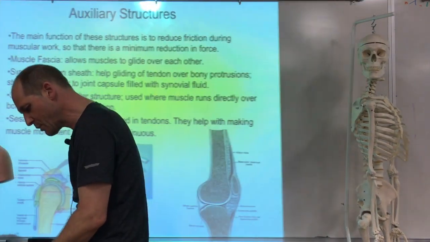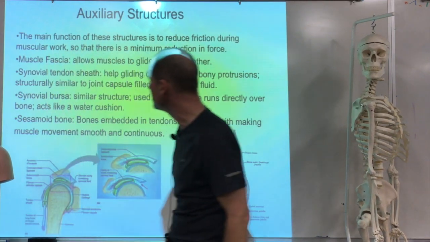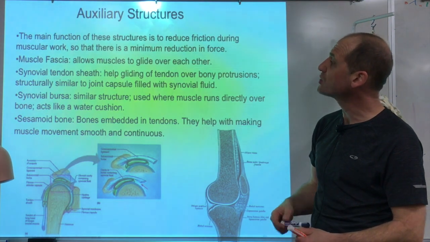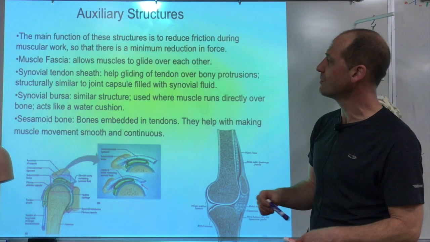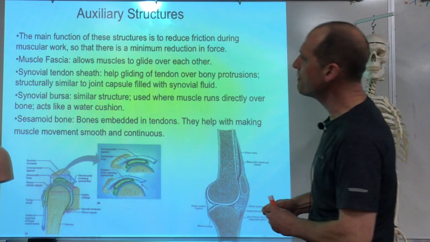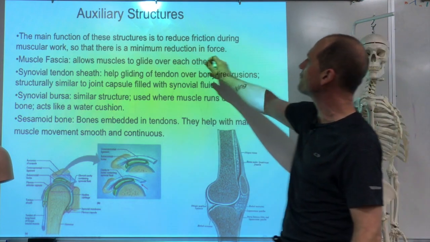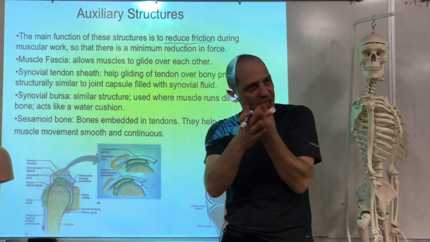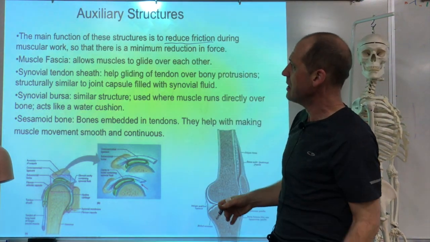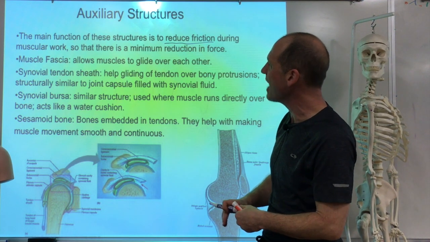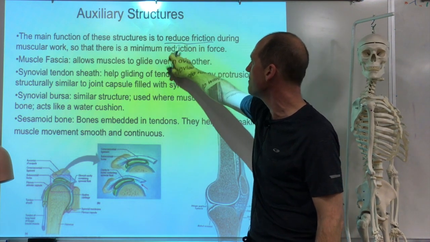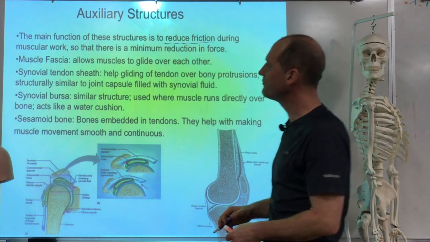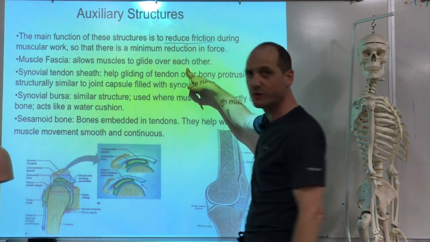Okay, then there's one more piece here, and then I'm done with this part, and I got to go through the muscles. Auxiliary structures. Ooh, that's a difficult word. The main function of those structures is to reduce friction in the muscles. So when you move a muscle, that's a lot of movement, a lot of friction, a lot of heat. Things that rub against each other create a lot of heat. And so we need to figure out how to reduce the friction so a minimal amount of heat gets created, and inflammation that way. Muscle fascia is one that allows muscles to glide over each other.